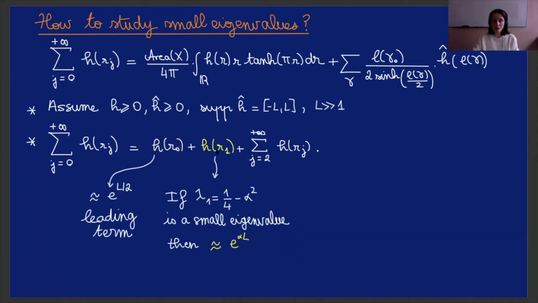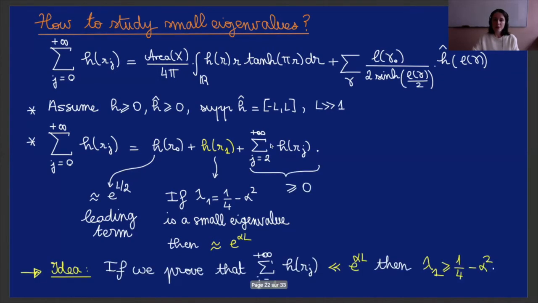By the same argument, if lambda 1 is a small eigenvalue, you can write it as a quarter minus alpha squared, and then the second term is going to be exponential of alpha L. So you have a leading term exponential of L over 2, and the second term exponential of alpha L. So it's a bit like when you do trace arguments for graphs. You have arguments which are smaller and smaller depending on the size of the eigenvalue. And then the rest here is a positive quantity.